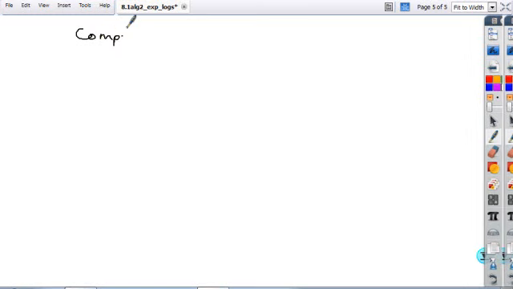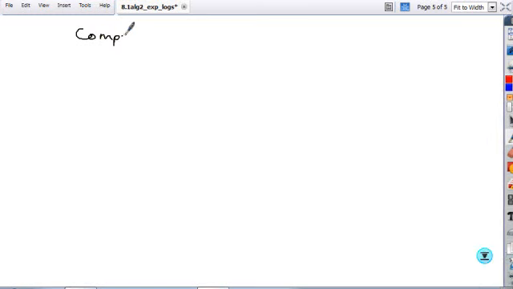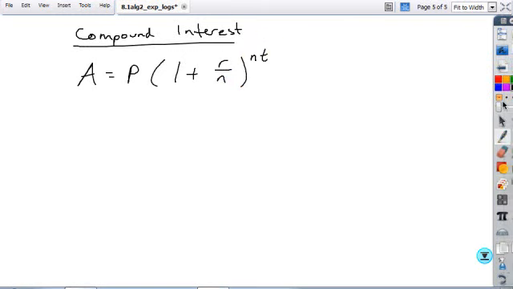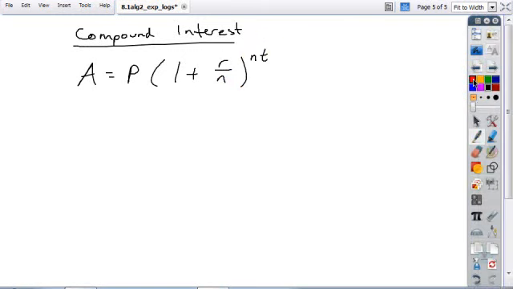to go through in this section is compound interest. And again, it'd be a good idea to have this equation handy to use. And the equation for compound interest is the following. All right, so here's what the variables represent.